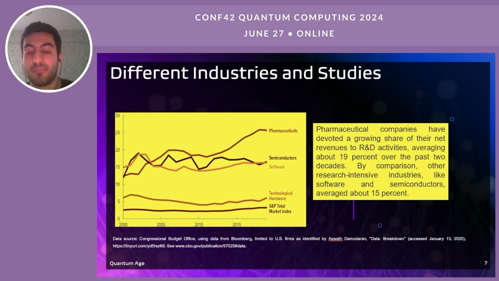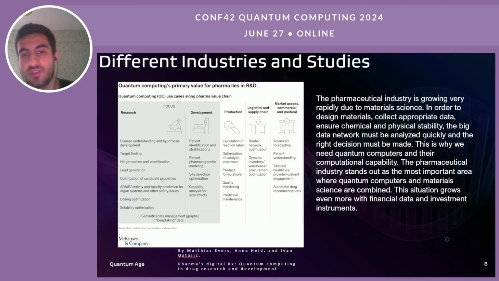How can we do it? Because there are big problems inside the atomic structure, thermodynamically, and atomic arrangements, and many calculations. We need to solve this problem. But accuracy matters, and you need to be fast. And that's why the qubits help us. For different industries and studies, I will give the pharmaceutical industry. Quantum computing's primary value for pharma lies in research and development. Disease understanding and hypothesis development, target finding.